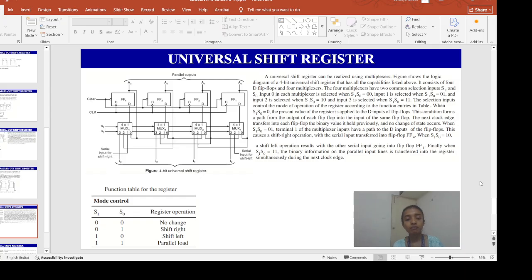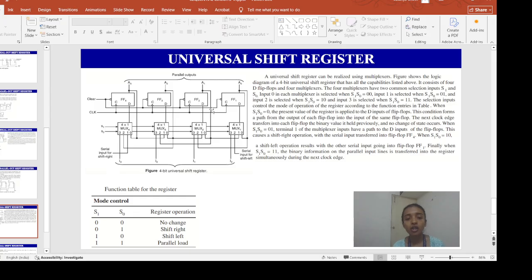Okay, so if it is a general shift register, we know what the criteria of a general shift register are. A clear control to clear the register to 0. You can see over here this clear signal is applied. This clear control is to clear the register to 0.